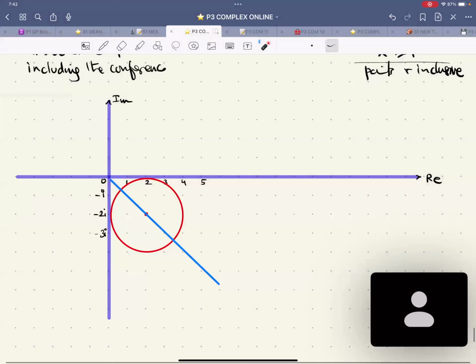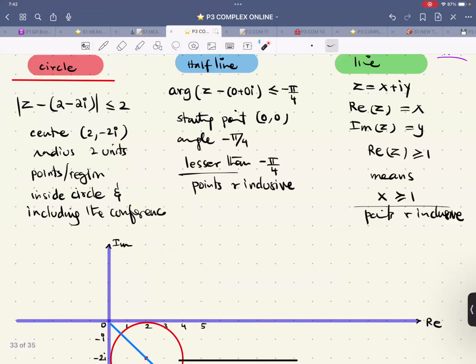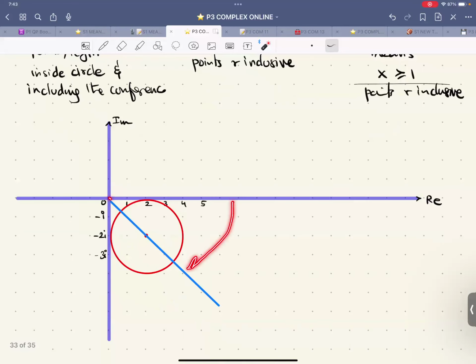Let's continue. Now I have drawn this blue line, which is for the half line over here. It's making an angle of pi by 4. And the inequality is less than or equal to negative pi by 4. Now, negative pi by 4 is below the x-axis, below the real axis.